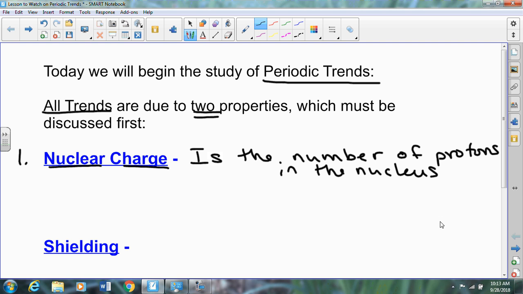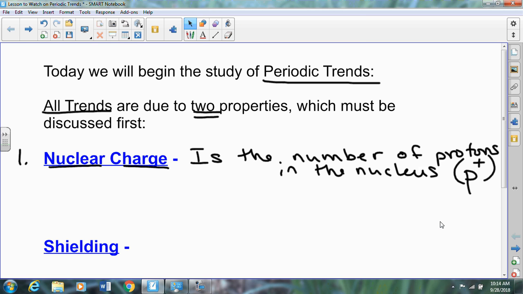You're probably saying, Miss Scott, why is it the number of protons in the nucleus? Well, because there are only two particles found in the nucleus, the proton and the neutron, but the only one that carries a charge is the proton.